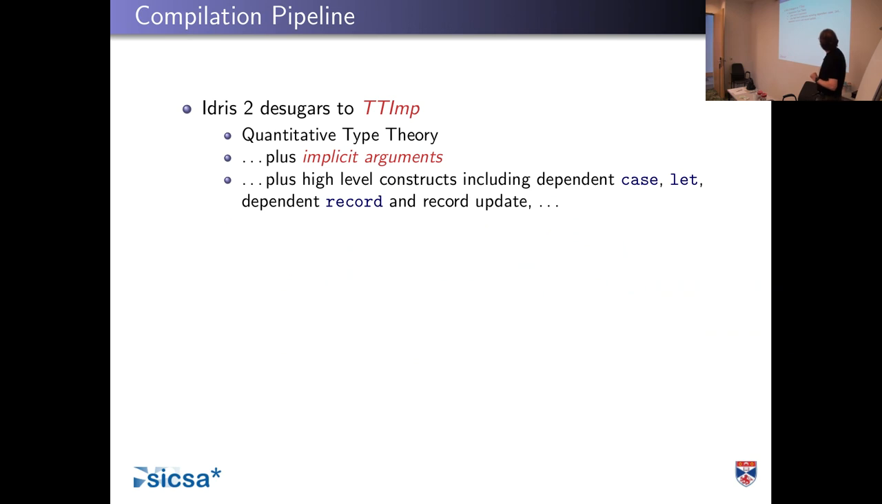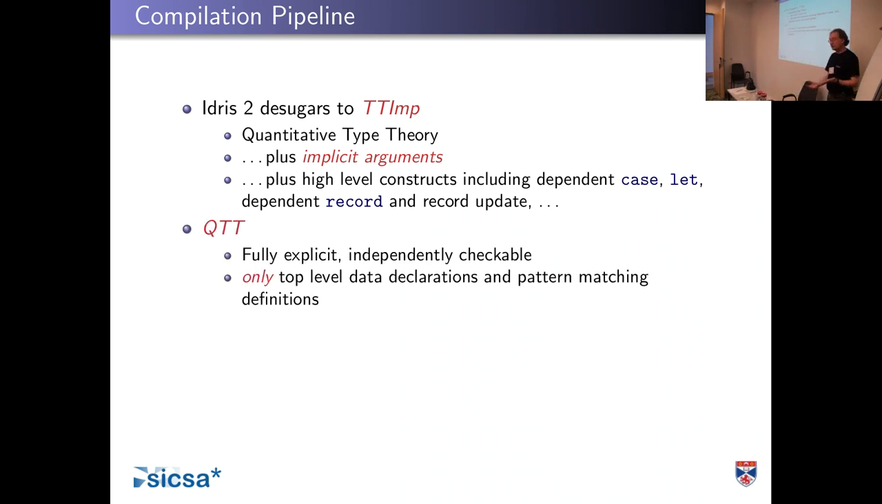So, what's the pipeline? We've got, as I said, TTImp, which is QTT plus a bit of implicitness that elaborates to QTT or a variation of it, which is fully explicit, and I say independently checkable. So that means that, at least in theory, you could take this data structure, feed it to somebody else's type checker, and this is the kernel of the system. It's a few hundred lines of Idris code.